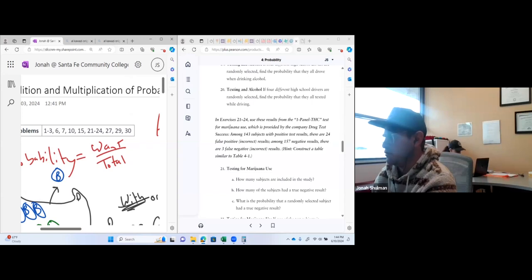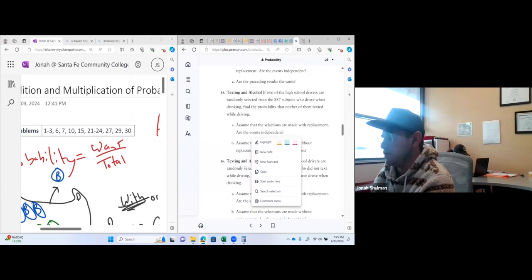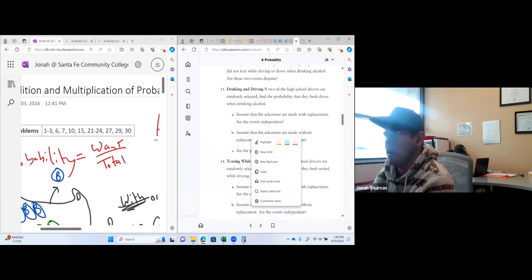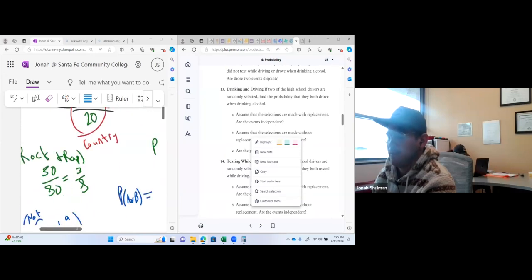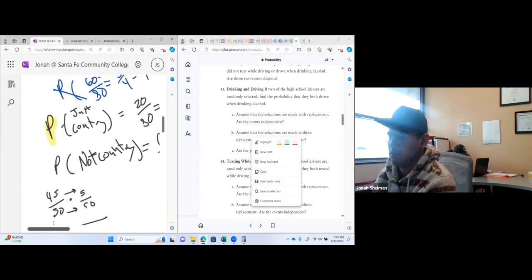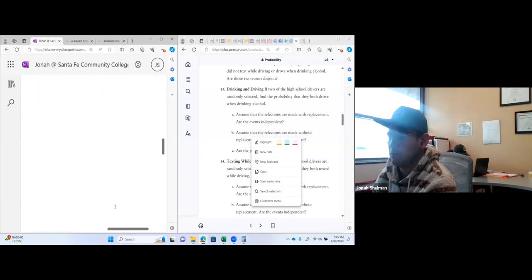Use the results from this panel THC test for marijuana use, which is provided by the company drug test. 143 subjects with positive results, 24 false positive, 150 negative, false negative. All right, so all you have to do is make a table. I showed you how to make one here using the numbers. So for this table, when you do it yourself, where's my table? Where's my fun little table?